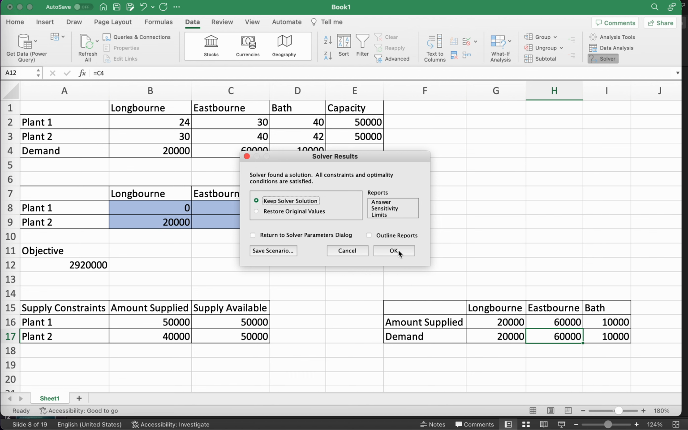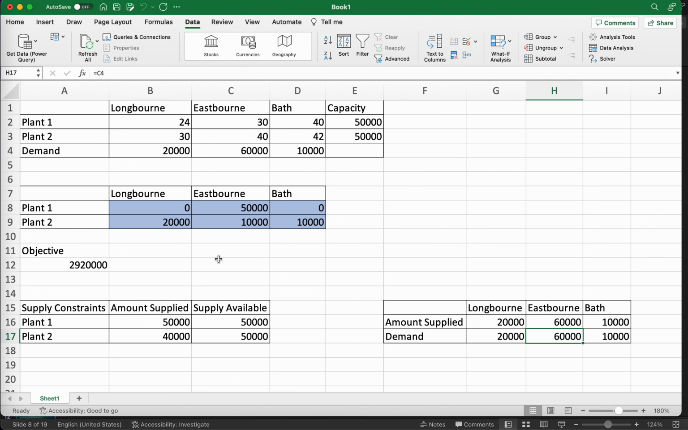These are pretty simple, straightforward problems, right? So what this is saying is that from plant one, all the widgets that you make in plant one go to Eastbourne. Nothing goes to Longbourn, nothing goes to Bath. But from plant two, you are supplying some to Longbourn, some to Eastbourne, and some to Bath. And these are the number of units that you supply.